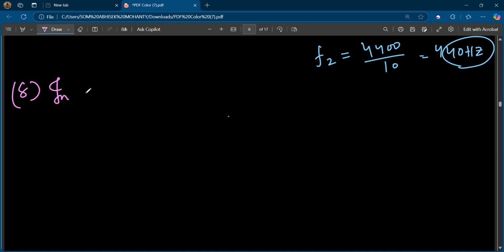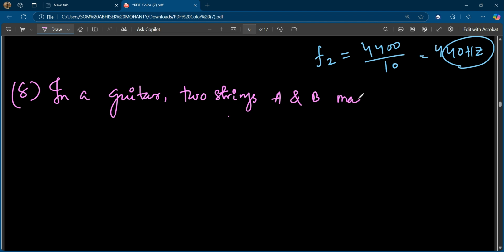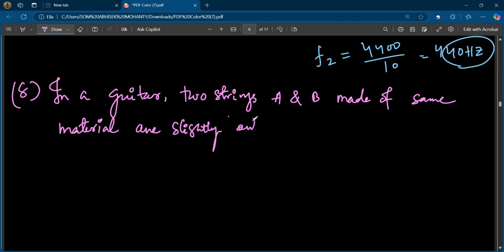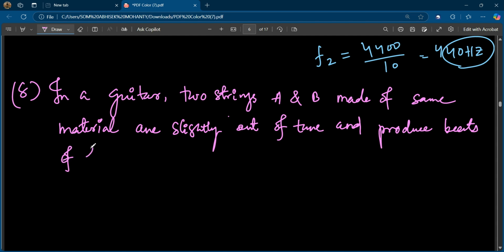In a guitar, two strings A and B, made of the same material, are slightly out of tune and produce beats of frequency 6 hertz.